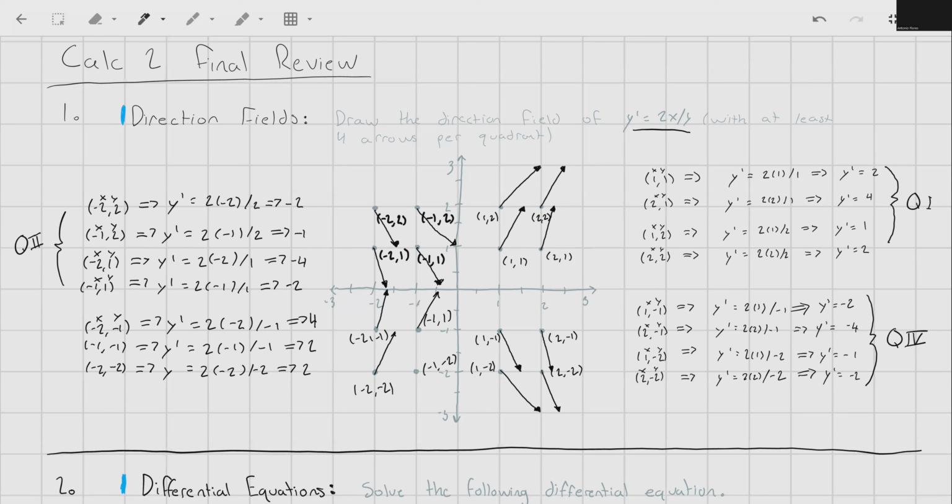Last one, -1, -2. Y prime equals 2 times -1 divided by -2. That's going to become -2 divided by -2. That's just going to be 1 positive. So that's going to be 1 right here. And that's 4 points for each quadrant for question 1.